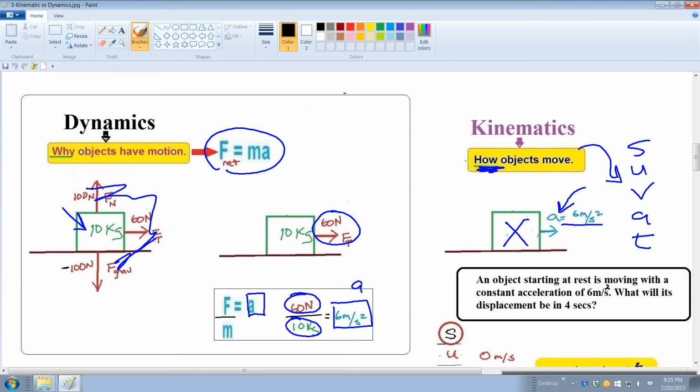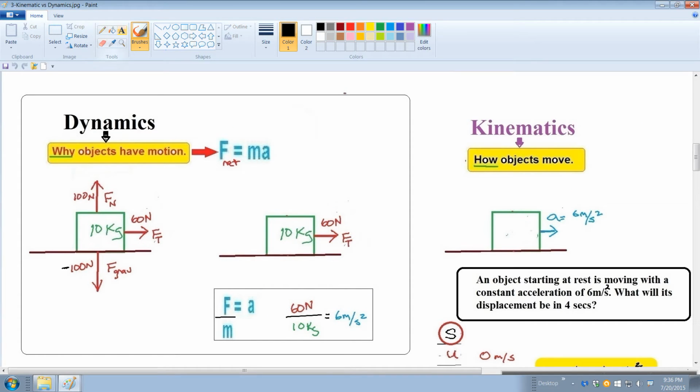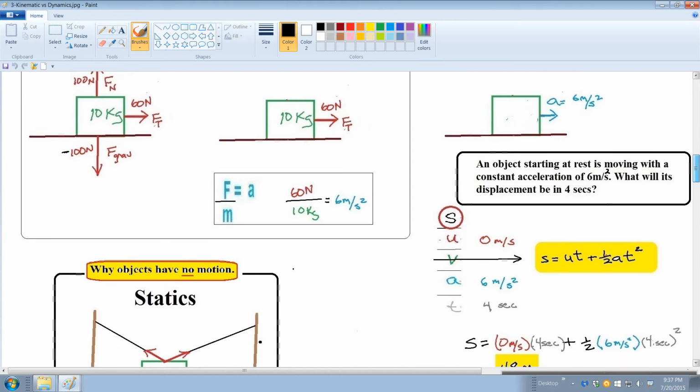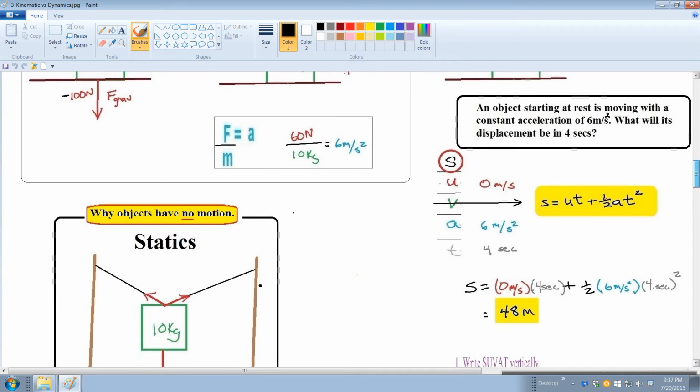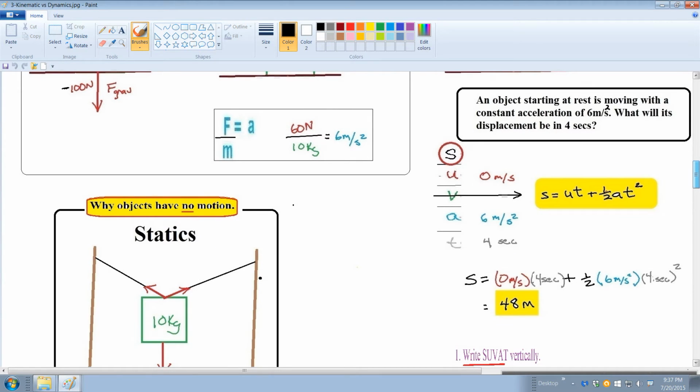So let's take some hypothetical kinematic questions that might go with this problem. Here's this object that's initially at rest, starting at rest, and it's moving with a constant acceleration of 6 meters per second squared. And we might ask ourselves, what will its displacement be in 4 seconds? So let's use another SUVAT problem. We'll use this as an opportunity to do it.